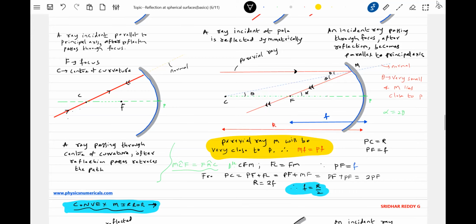What is PF? Now, PF is equal to small f. What is PC? PC should become equal to R. I'll write one more step, since some of you are getting confused. PC is equal to 2 times PF. So this is R, this is 2F. So finally, what is F? F is equal to R by 2. So how are the focal length and radius of curvature for a paraxial ray related? This is applicable purely for paraxial rays only.